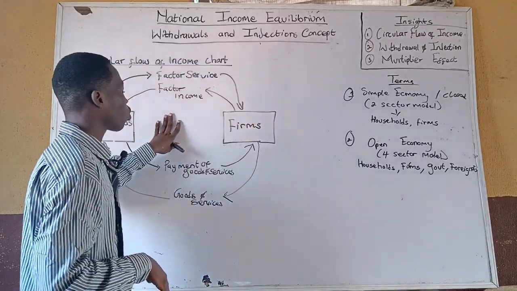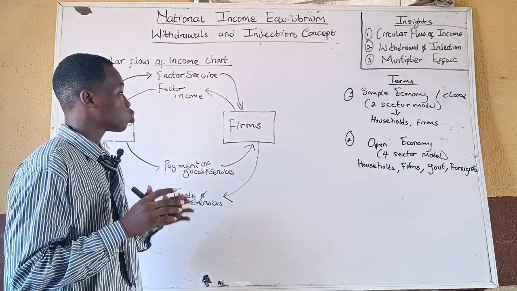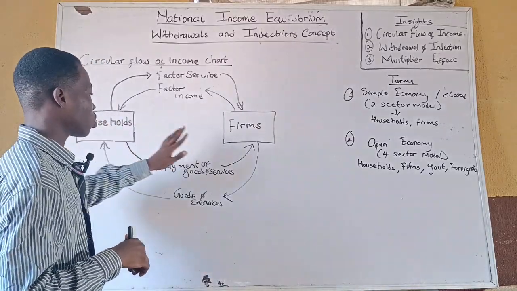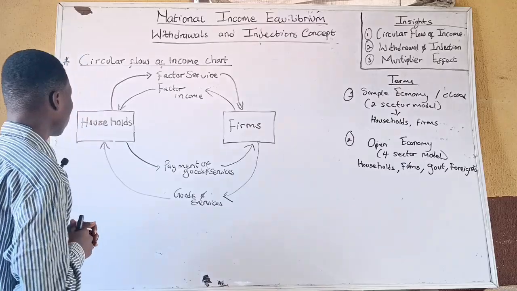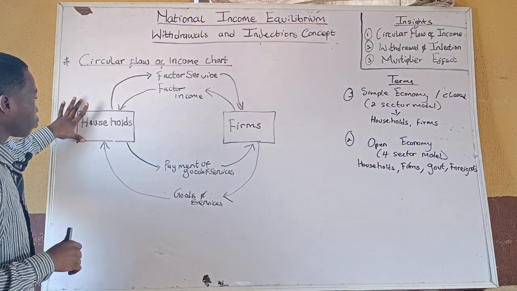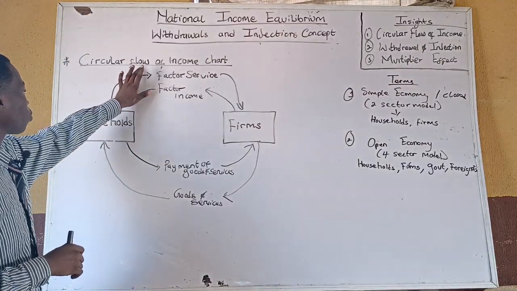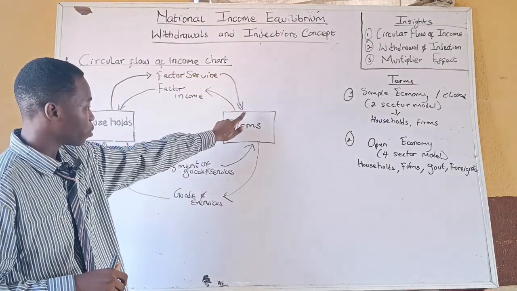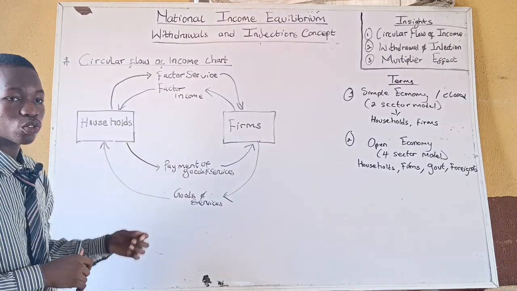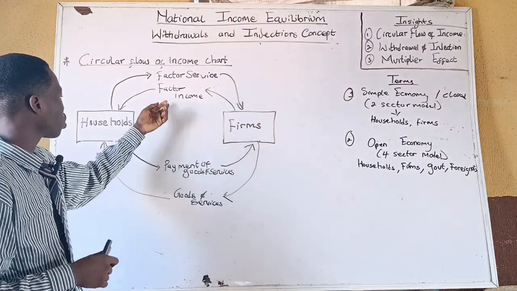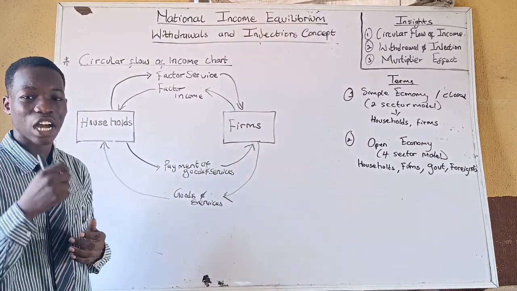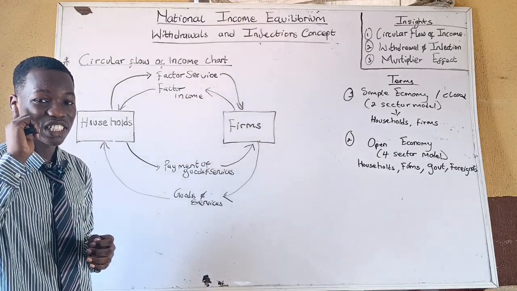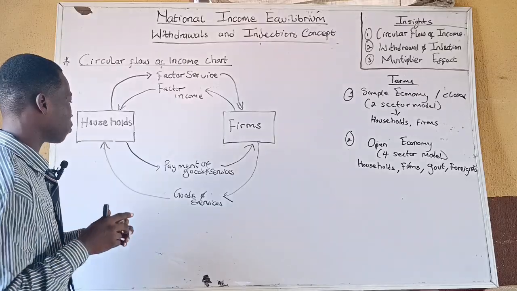But the circular flow of income that you are seeing on the board is for the two-sector model, which is the simple economy. So we are only looking at the household and firms. Now when you look at this circular flow of income, you can see that above we have the factor service. That is, the household provides productive service to the firms, and the firm pays the household for their productive service, which is known as the factor income. And this is calculated by using the income method for calculating GDP. Do you still remember that method of calculating GDP?